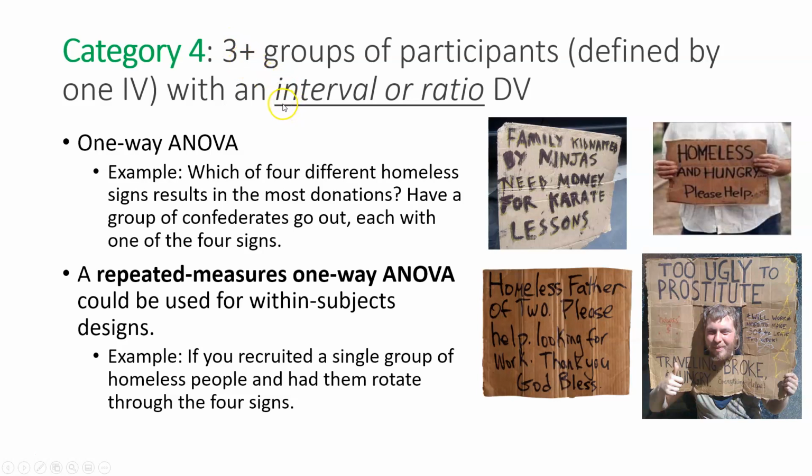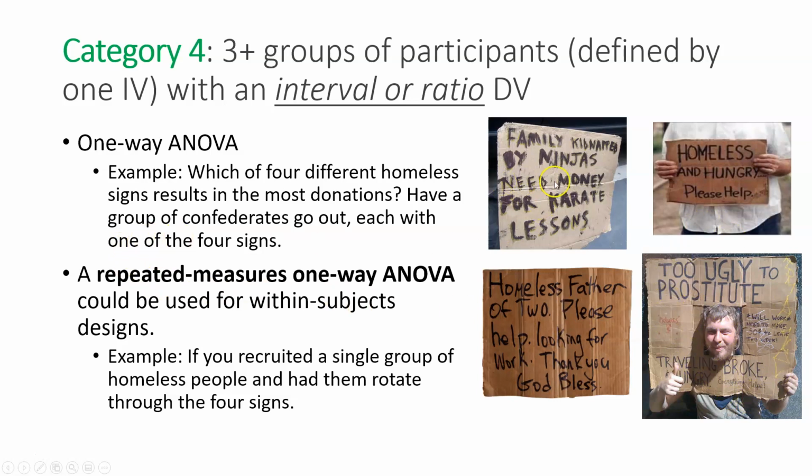Of course, your dependent variable needs to be interval or ratio so that you can compute averages. And an example of a one-way ANOVA might be, which of 4 different homeless signs results in the most donations? You could have a group of confederates go out, each with one of 4 different signs. So some of them might say something goofy, and some of them might say a plea for help, and some of them might humanize the person, and some of them might be just really, really goofy.